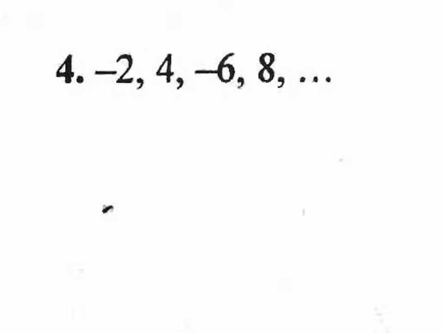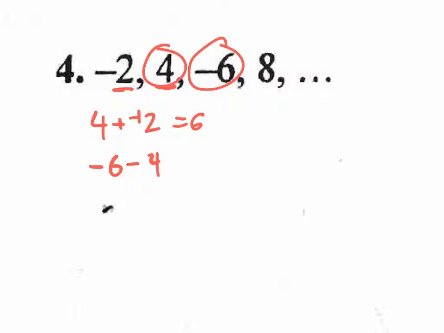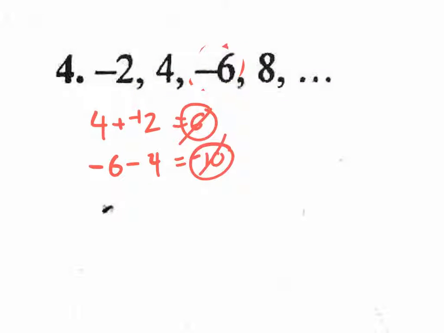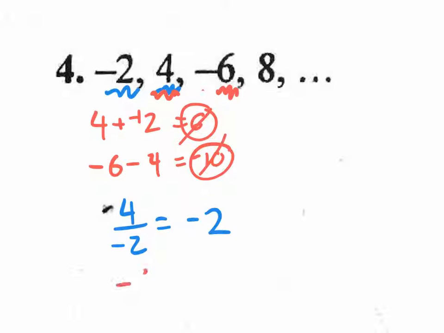So what do you guys say here? Is this a common difference or common ratio? It's neither again, right? Because if you try 4, take away negative 2, that's really 6. And if you try negative 6, take away 4, that's negative 10. There is no common difference. Now let's see if there's a common ratio, and we'll see that doesn't work either. On a common ratio, if you take 4 and divide it by negative 2, that gives you negative 2. And then if you try negative 6 divided by 4, that's not negative 2. So it's not going to have a common ratio either. So once again, it's neither.